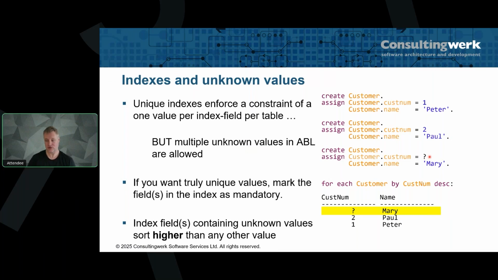To get truly unique values, you need to mark the fields in the index as mandatory. So then the unknown values will not be allowed. When sorting, the unknown values will sort higher, so higher as in has a greater value. An example, Mary sorts the unknown value. If we do them ascending, it would be Peter, Paul, and Mary, as opposed to Mary, Paul, and Peter. A thing to know.